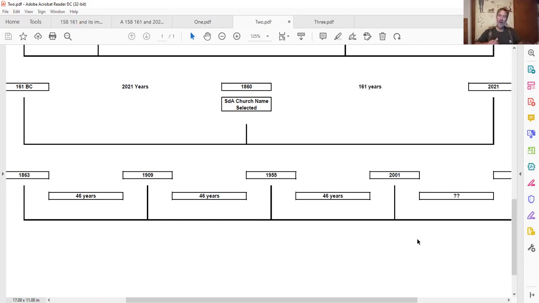Well, the 161 is connected to the 616. Right, because remember, from July 18th to December 25th, 2021 is 161 days. And 616 days from November 9th.